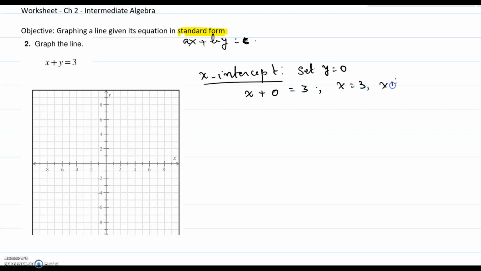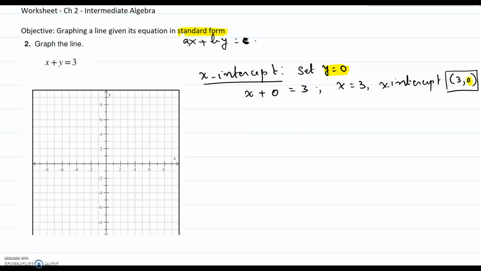So the x-intercept is the ordered pair, if you write in the form x comma y, x is 3, y is 0, because we set y equal to 0. So the y-coordinate has to be 0.